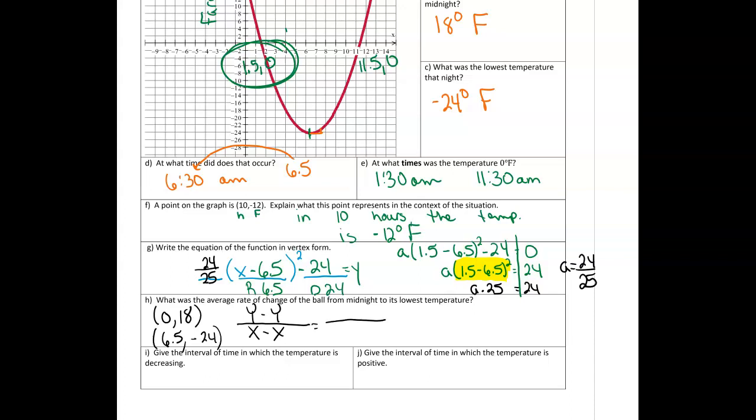But I'm going to take my X's and go with 6.5, take away 0, which is 6.5. And then I'm going to take my Y's, which is negative 24, take away 18. When I subtract those, I get negative 42. And I do prefer that you actually divide these two numbers. So I'm using my calculator, and I'm going to get negative 6.46. And that's what the temperature is changing by, negative 6.46 degrees Fahrenheit every hour. And it's going down because of the negative.